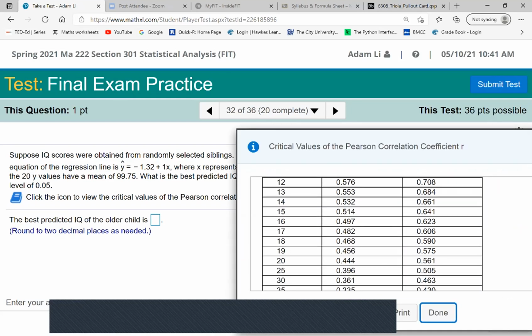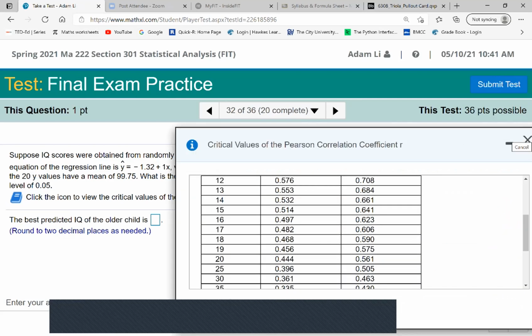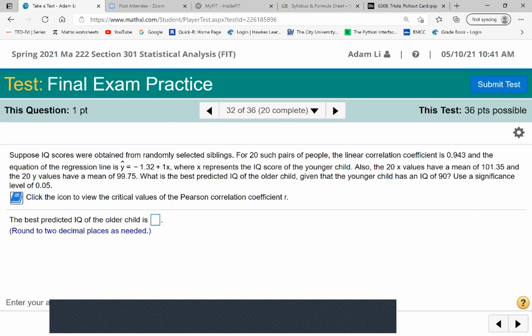What if it wasn't a good number? Then we have to use the average. That's why they provide the average here. The average of all the 20 x values and 20 y values: if this number is not good, meaning it's not bigger than the critical value, then the best predicted IQ score of the older child will be this number, 99.75. If this correlation coefficient is good, then we get the best predicted IQ from the regression model here.